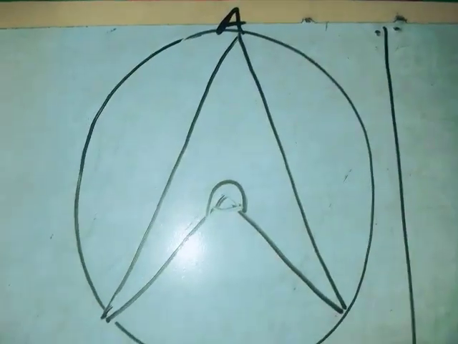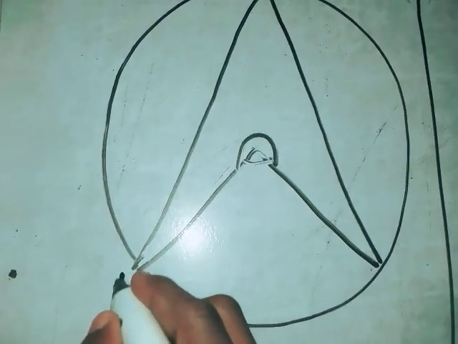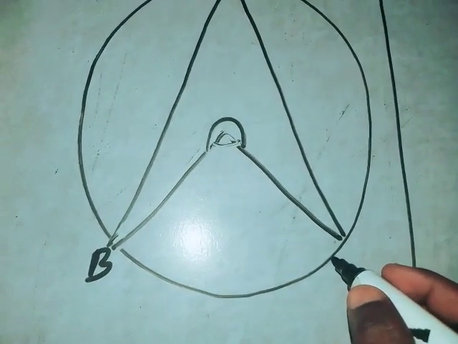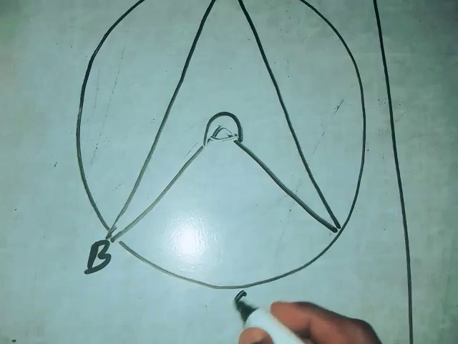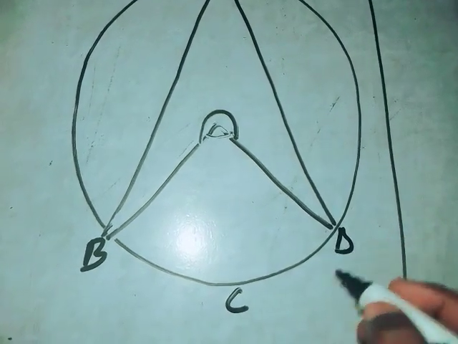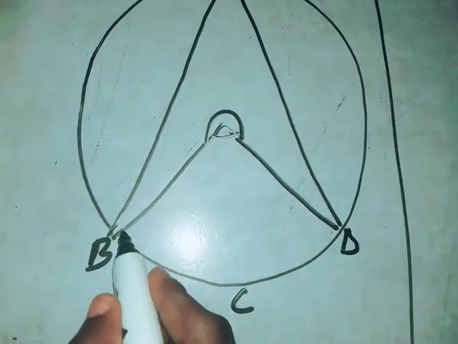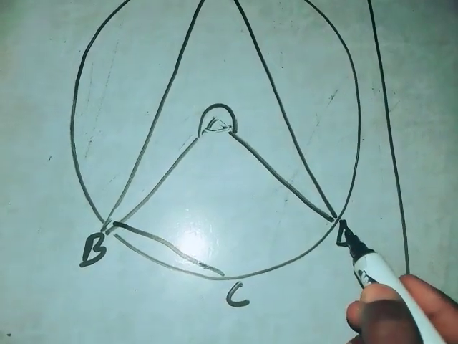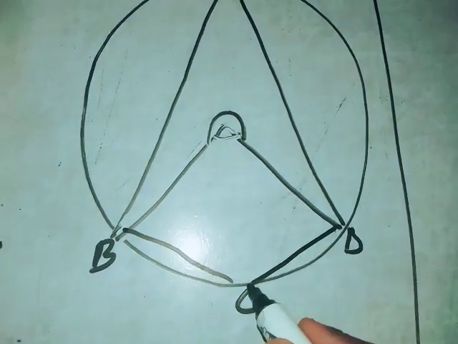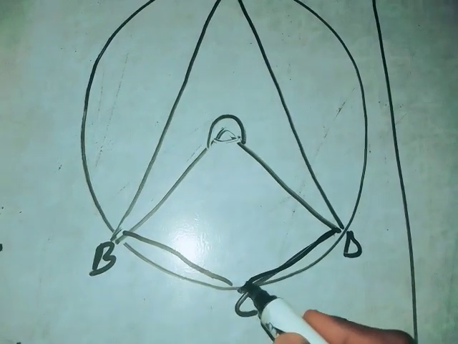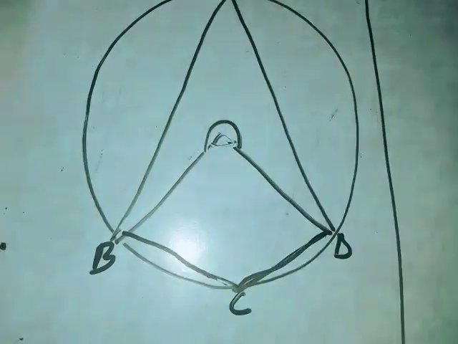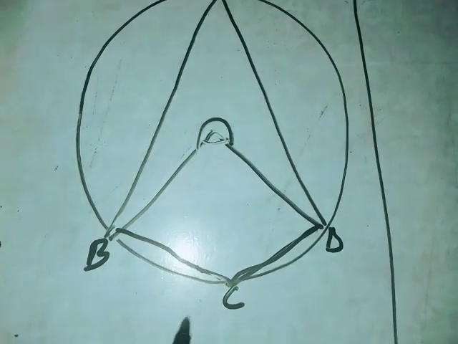I can call this my B, I can call this my C and my D. I can now construct a line from B to C, and a line from D to C. So this is a cyclic quadrilateral, right?